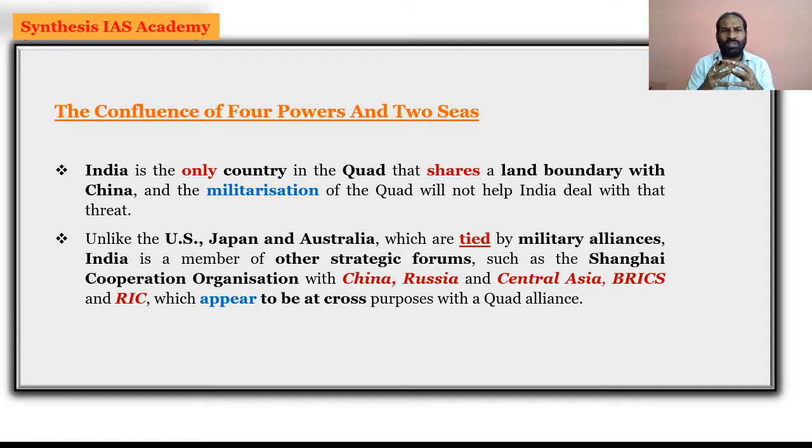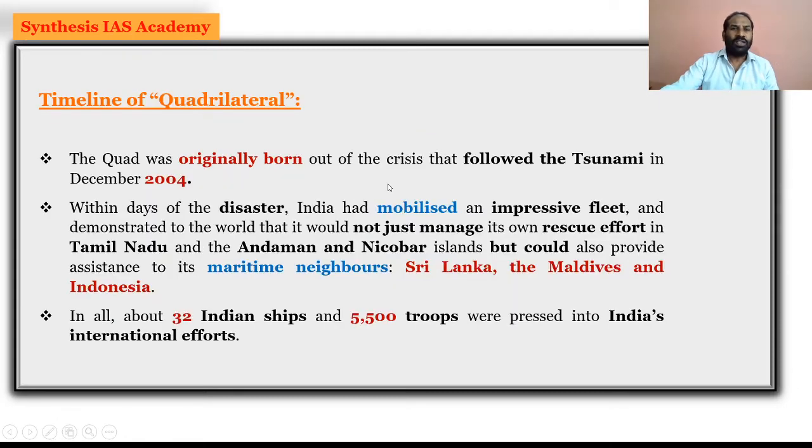So that is the very big question about the confluence of four powers and the two seas: how India would try to balance being part of the Quad and being part of the Malabar exercise, and then going ahead with the various military and naval exercises in the Indian Ocean and in the Indo-Pacific itself. So definitely it is a very big challenge to India whether that situation will be at cross purposes or whether it will benefit India. Now we will look at the timeline of the quadrilateral.